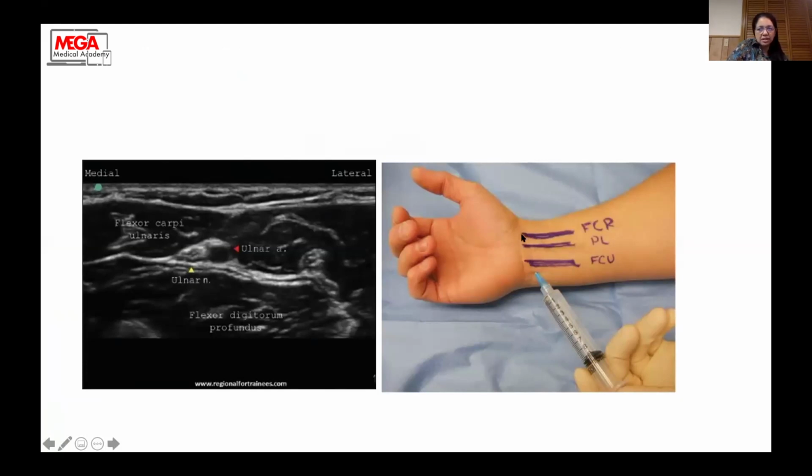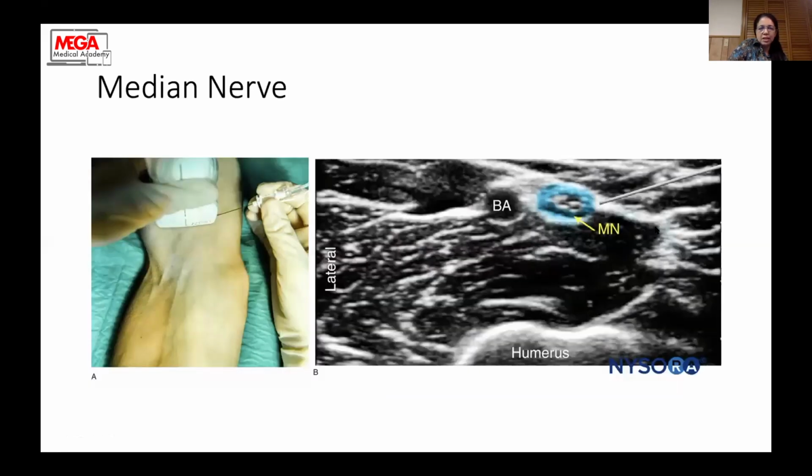Landmarks that are easy to find: flexor carpi radialis, flexor carpi ulnaris and palmaris longus. The flexor carpi ulnaris is on the medial side, and the ulnar nerve is medial to it. The median nerve is lateral to palmaris longus. At the flexor carpi radialis, it's difficult to catch the radial nerve here because it has branched off. Another important landmark for the median nerve is next to the brachial artery. If you can see the brachial artery, the median nerve is next to it.